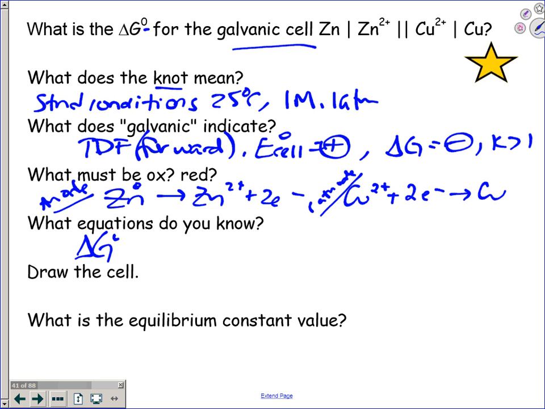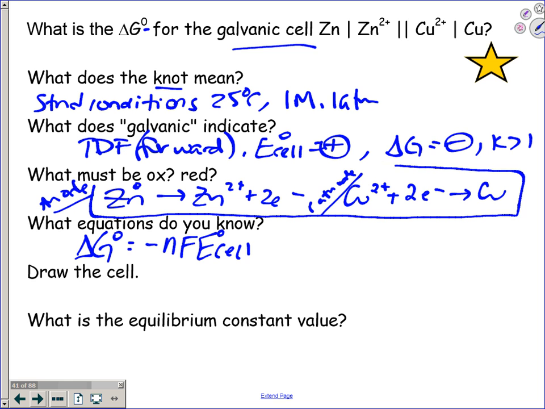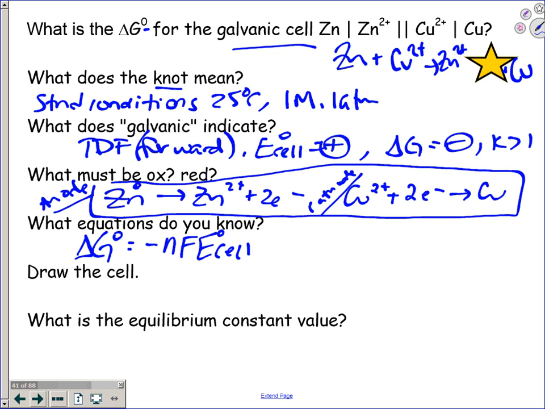Delta G equals negative n F E. Okay, so to get n, we have to find what? Looking at total moles of electrons transferred, if I stacked my 2 half reactions and added them up, what would my overall equation be? Zn plus Cu2+, and the 2 electrons cancel with those 2 electrons, so I'm excluding them, yields Zn2+ and copper solid. There are no coefficient differences because the 2 electrons cancel.